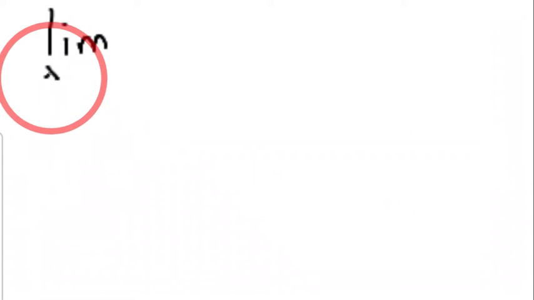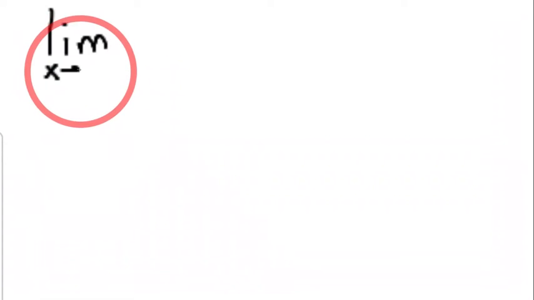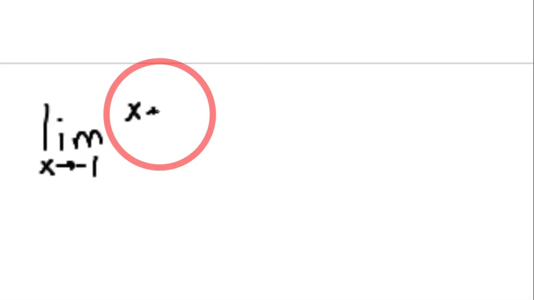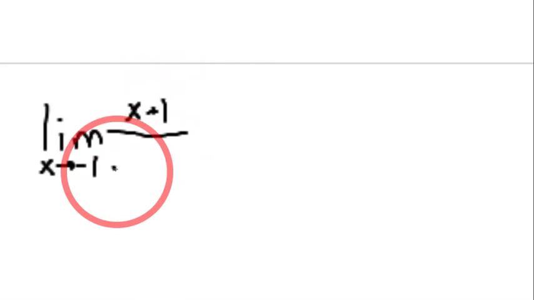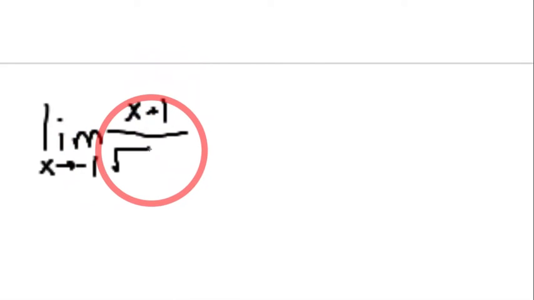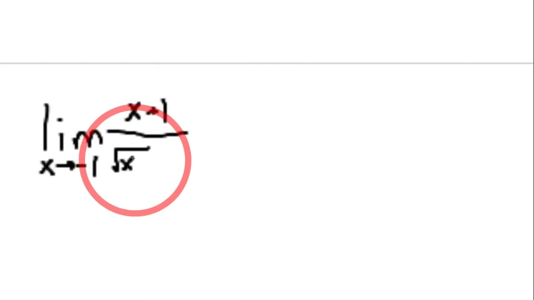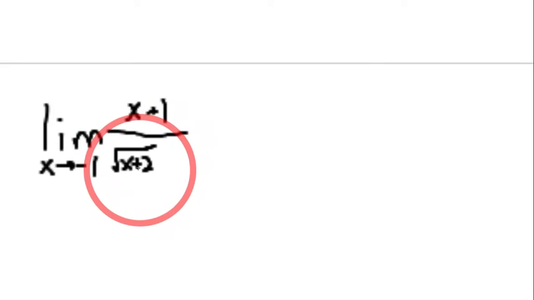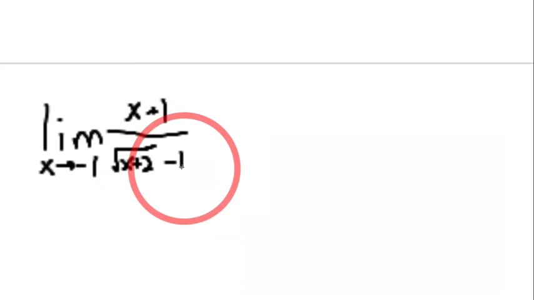So we want the limit as x approaches -1 of this radical rational function, x plus 1 over the square root of x plus 2 minus 1.